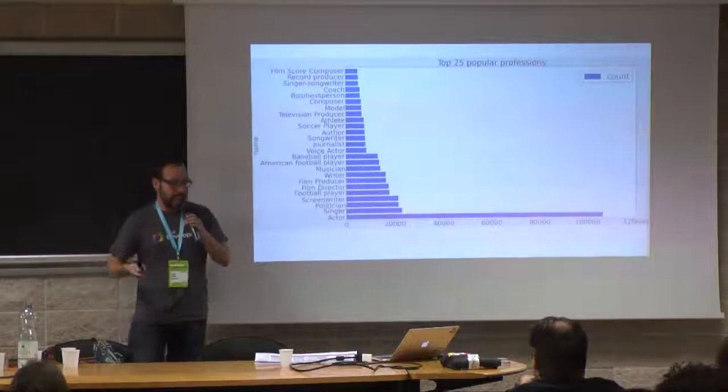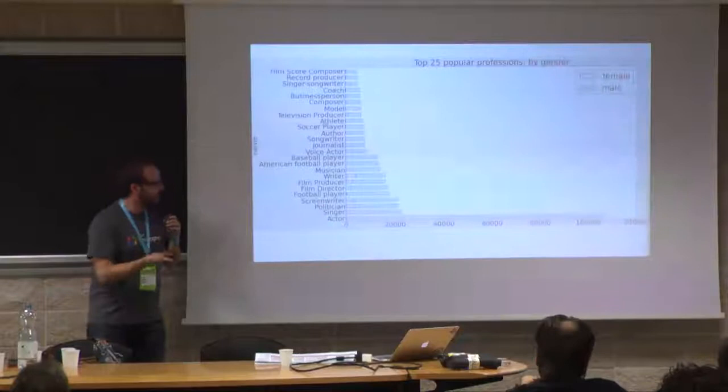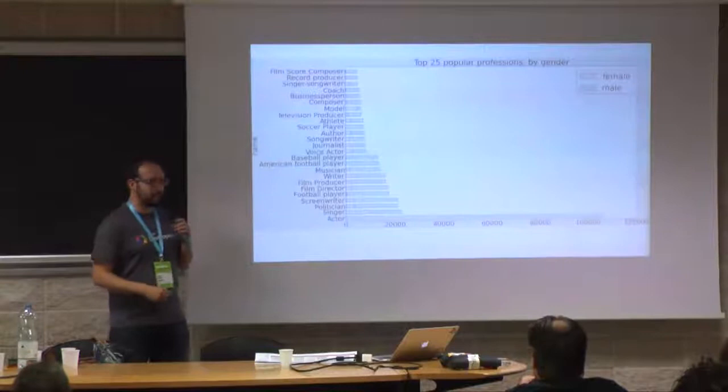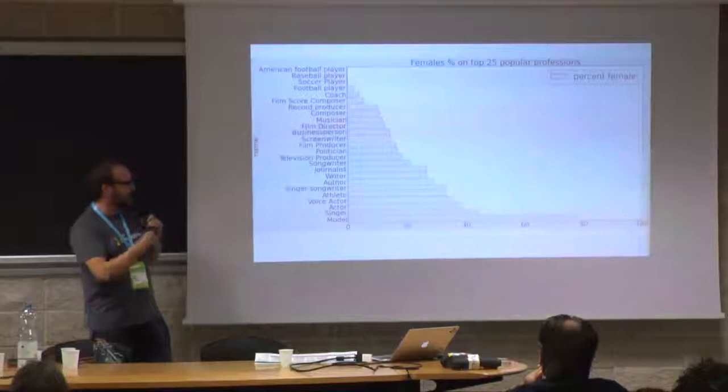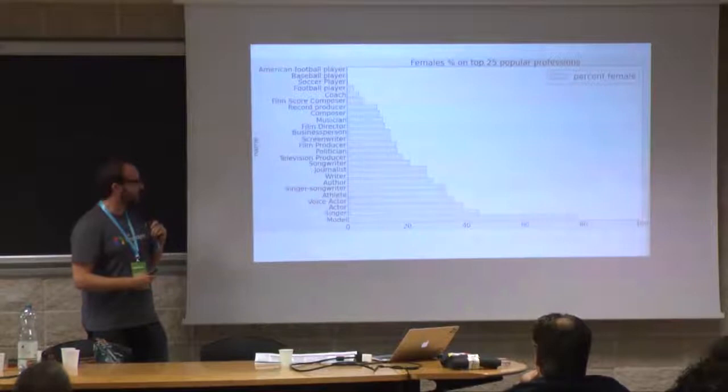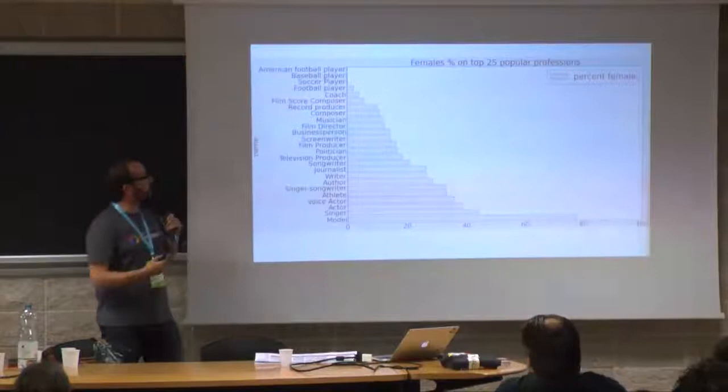I can do the same division here to see how our professions are divided by gender. And here you have almost every profession male dominated. We can look at the percentage. Yeah, exactly. Here, if you visualize it this way, it's clear that model has more than 50% and every other profession, not. Singer is close. Of course, American football player, we have a lot of them, but very few are women, if any.